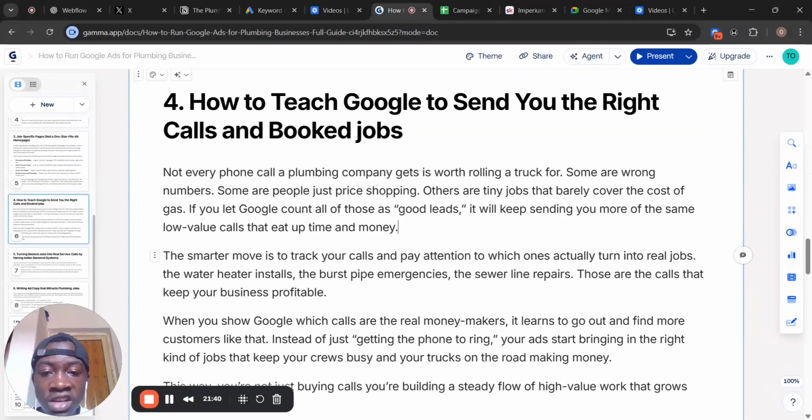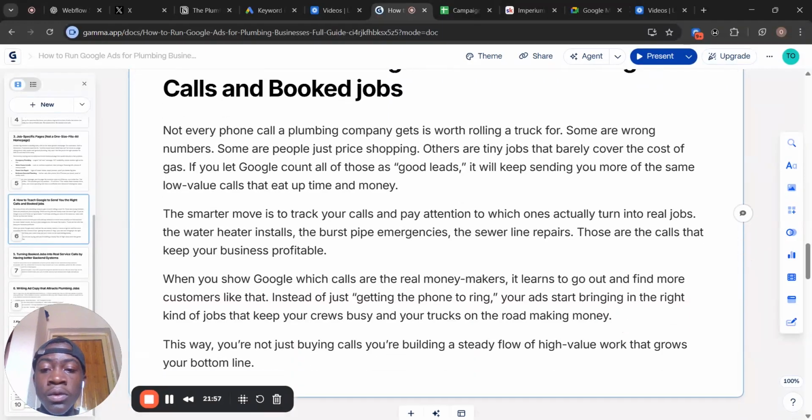So the smarter move here is to track your calls and pay attention to the ones which actually turn into real jobs, like water heater installs, burst pipe emergencies, sewer line repairs, because these are the calls that keep your business profitable. They are high value services that bring in a lot of money for you.